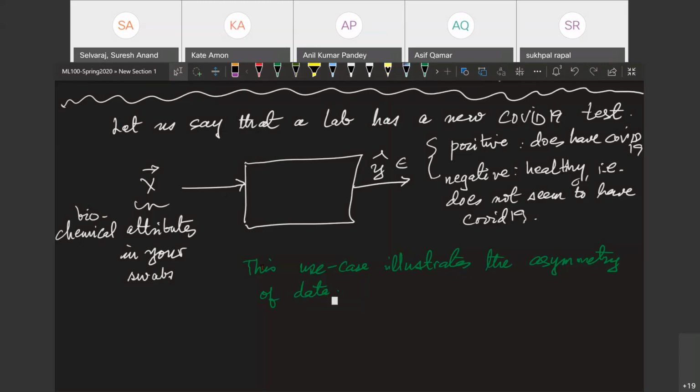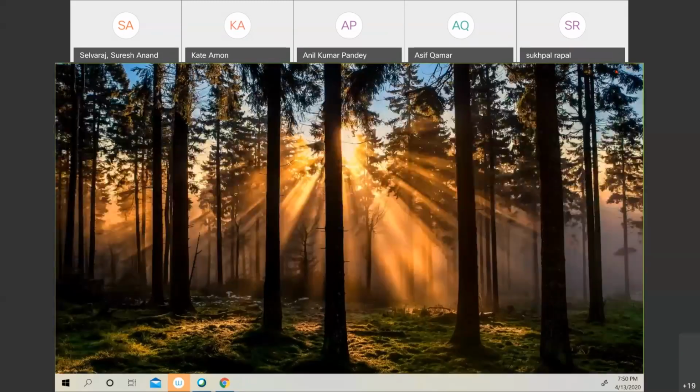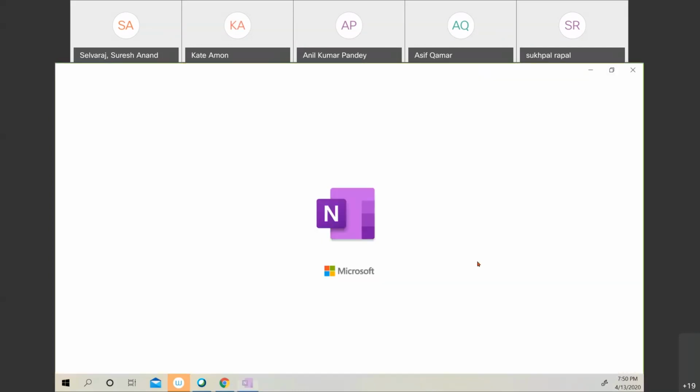So let us write symbols for it. If I were to write symbols for this, sorry, give me a second, guys. This thing has dropped off on me.